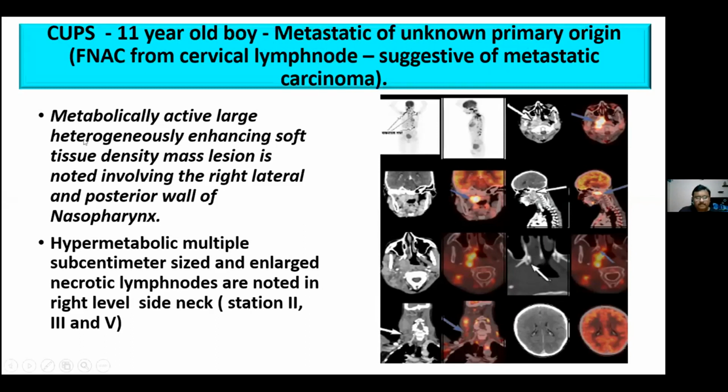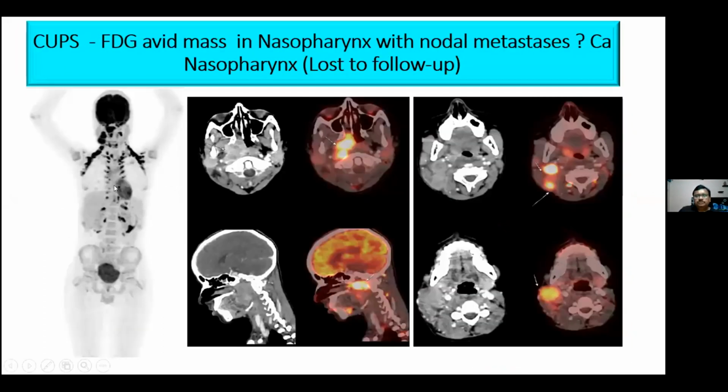We know that. When we did the PET scan, we saw a metabolically active, large, heterogeneously enhancing soft tissue density mass lesion involving the right lateral and posterior wall of the nasopharynx. Here, you can see this lesion, right lateral and posterior wall of the nasopharynx, and multiple lymph nodes on the right side, right level 2, 3, and 5. I'll just show in another image. So this was the lesion in the nasopharynx, and then there were multiple lymph nodes.